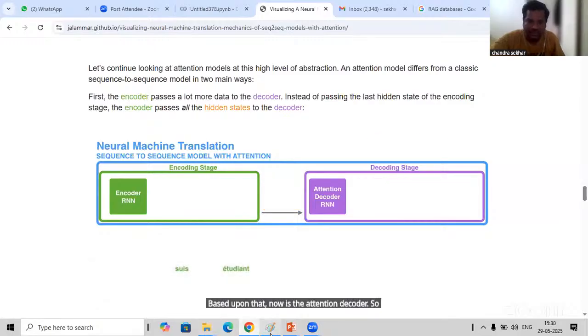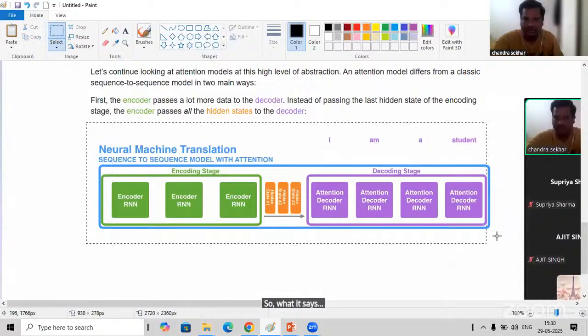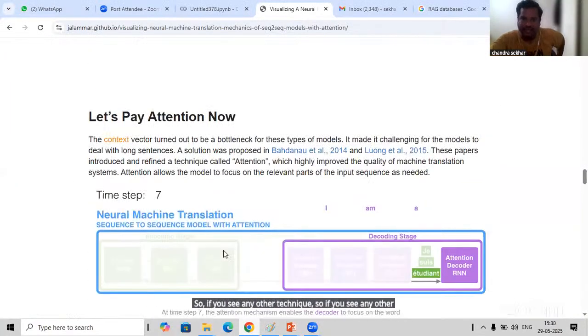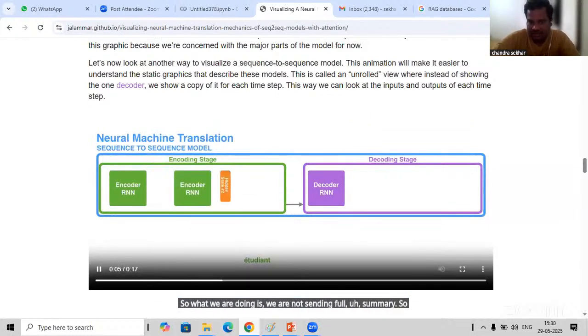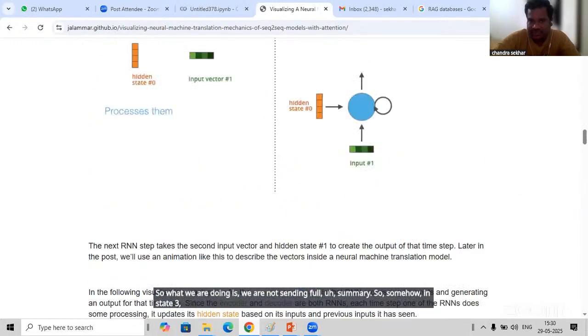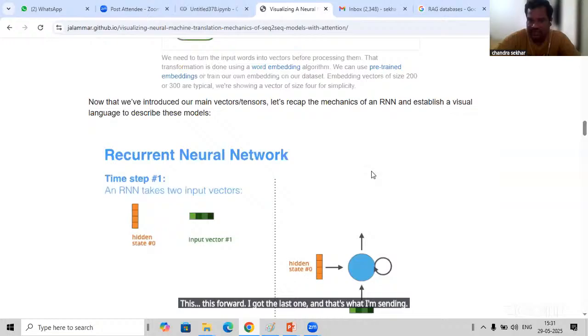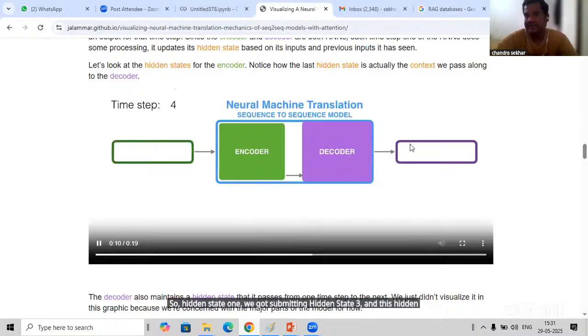So now you see here, this is the attention mechanism. If you see any other technique, what we are doing is we are not sending the full summary. In the first case, I am sending only the last one. I got the last one, and that's what I'm sending. In the next improvement, we get hidden state 1 through hidden state 3, and this hidden state 3 I send to the decoder. That is also not sufficient.